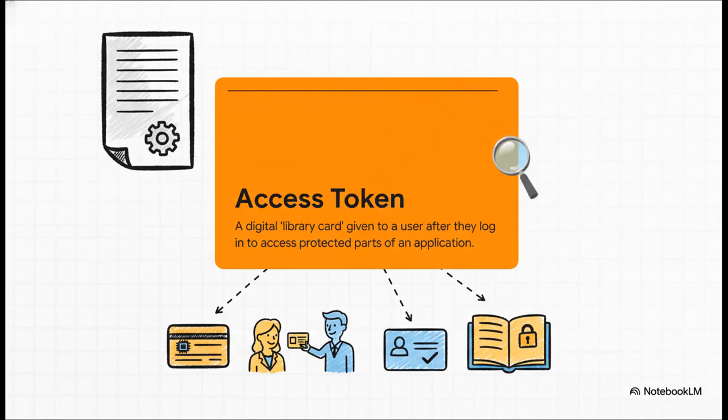So how does this system handle all this? With something called an access token. And honestly, the library card analogy is perfect. You go to the librarian, you prove who you are once, that's authentication. They give you a library card, that's your access token. From that point on, you just flash the card. You don't have to prove who you are every single time you want to borrow a book.